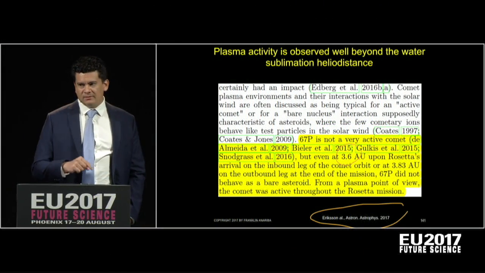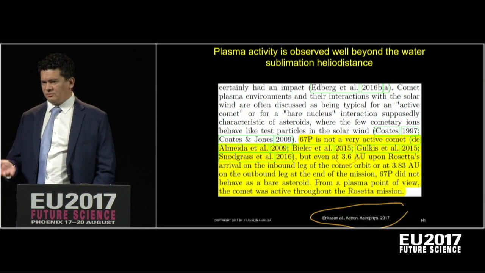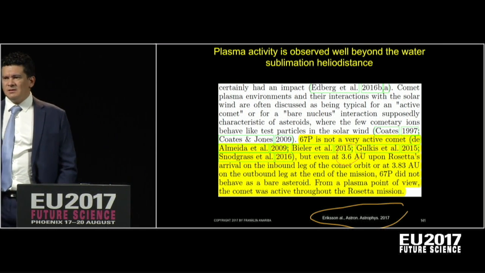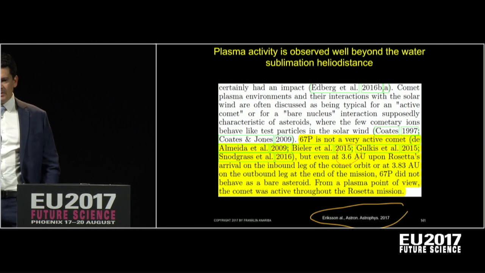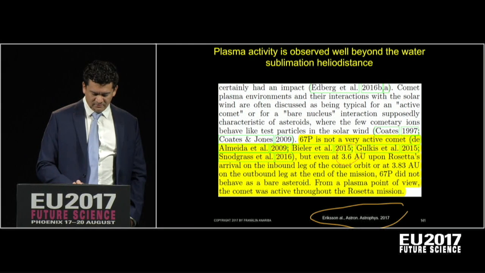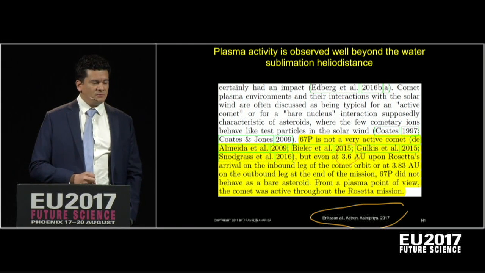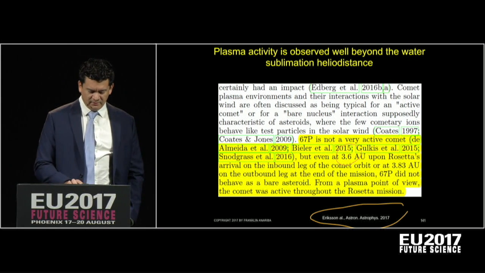And this goes again against the idea that everything occurs because of sublimation. Sublimation is usually thought not to be active after 3 astronomical units. But in here, we're talking about 3.6, so it's way beyond the sublimation level. But you still really see a lot of ions being active around the nucleus. So something else is happening.